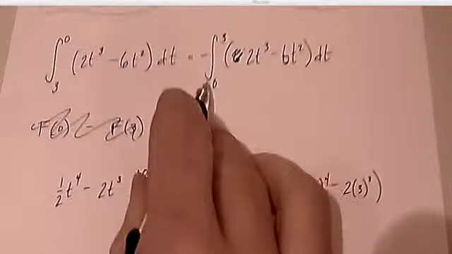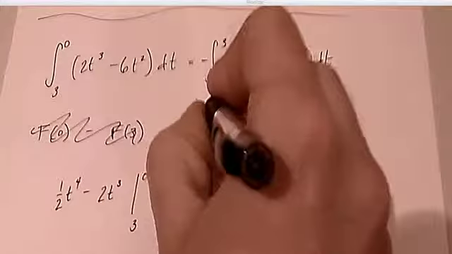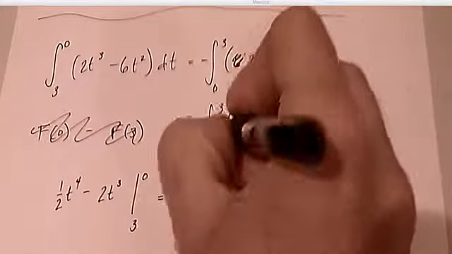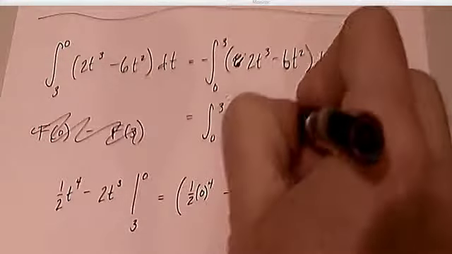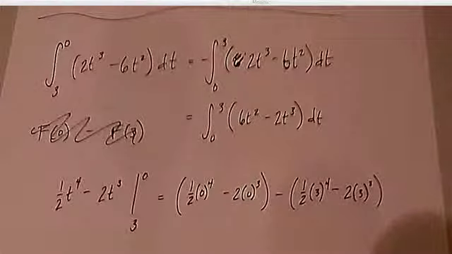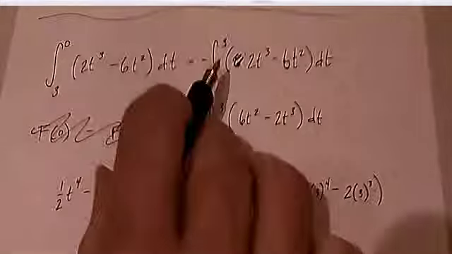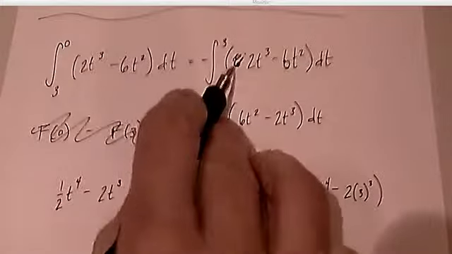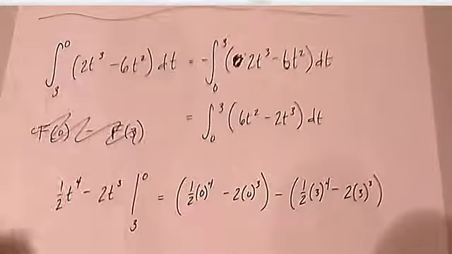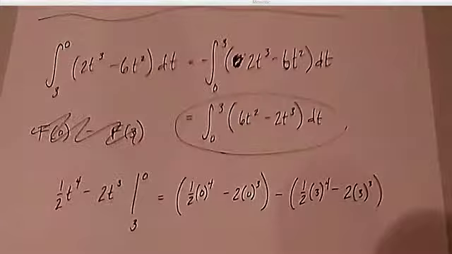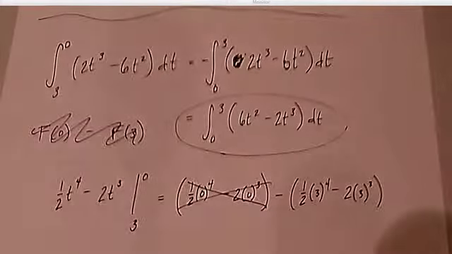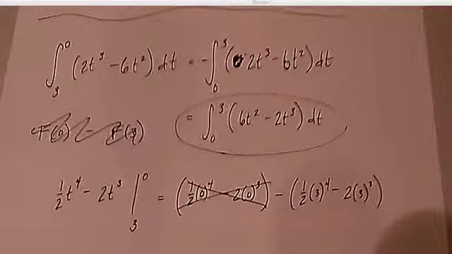Could I have, instead of putting the negative out in front, gone 0 to 3 of 6t squared minus 2t cubed dt? Absolutely. And you'll notice that I actually started to put a 6 right there, and some of you probably caught that and were wondering that all along. That is a perfectly legitimate way to do it as well. That is obviously going to be 0, okay?